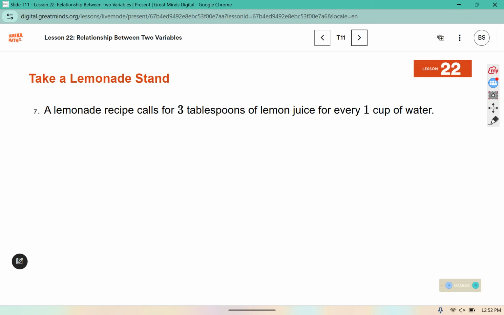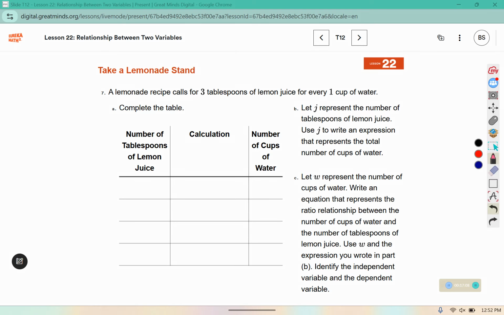A lemonade recipe calls for 3 tablespoons of lemon juice for every 1 cup of water. So 3 tablespoons for every cup of water. Here we have the number of tablespoons of lemon juice and the number of cups of water. She needs 3 tablespoons for every 1 cup of water. So then the next one could say 6 tablespoons for 2 cups of water, 9 tablespoons for 3 cups of water, or 12 tablespoons for 4 cups of water.